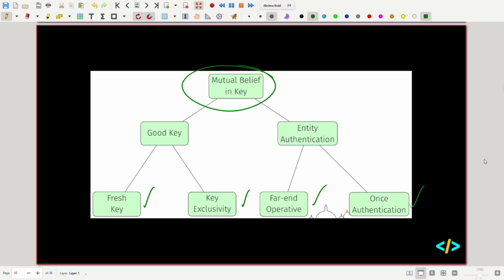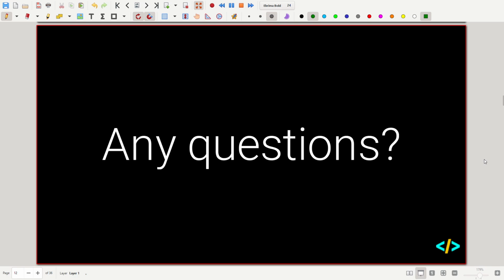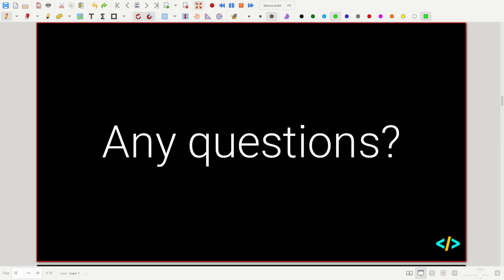Okay, moving on. Yeah, so it hits our cryptographic goals. Are there any questions about Needham-Schroeder before we move on to forward secrecy? Let's move on to forward secrecy.